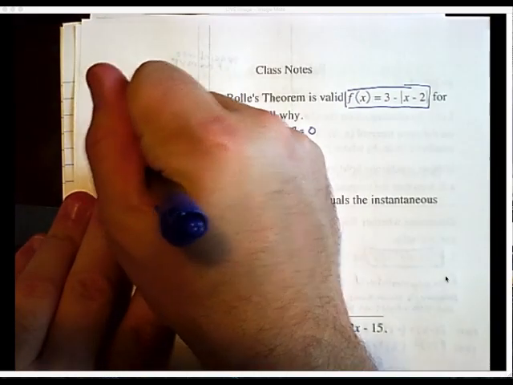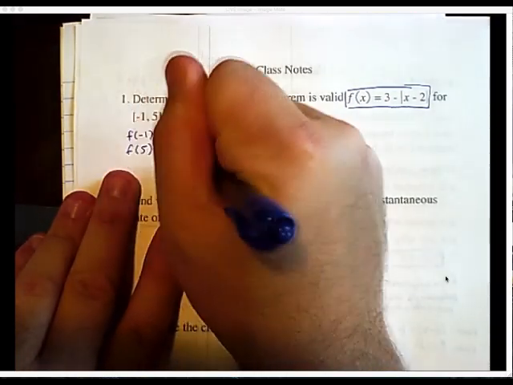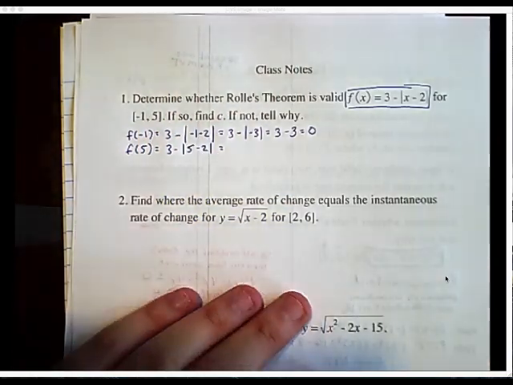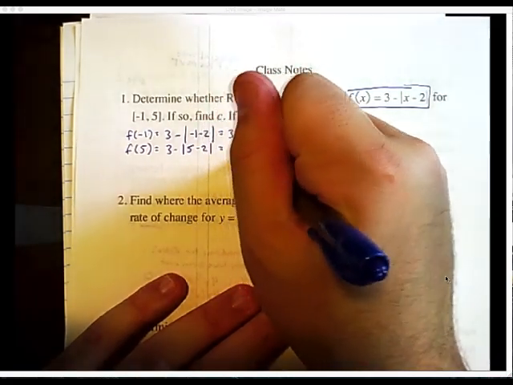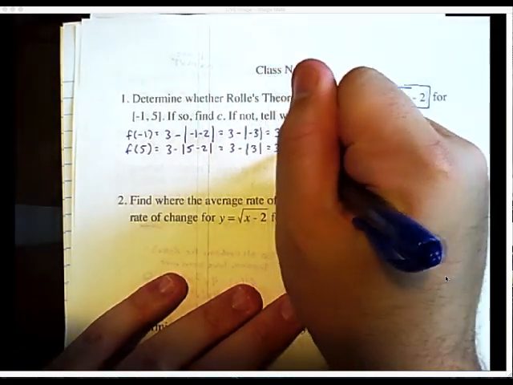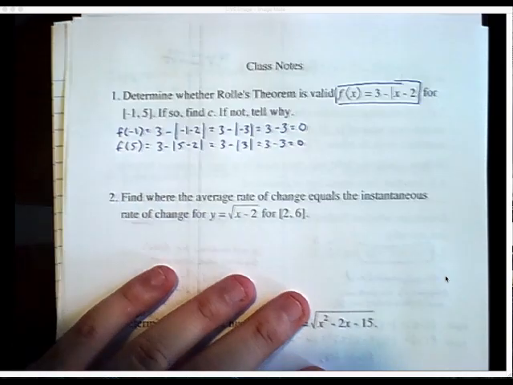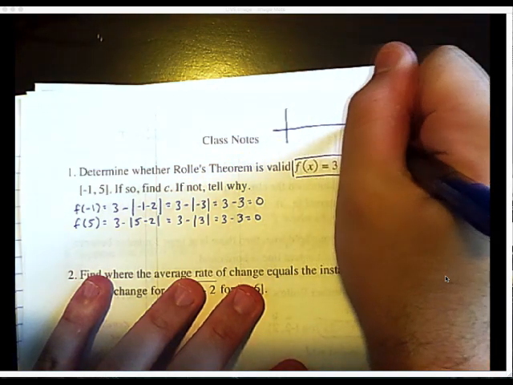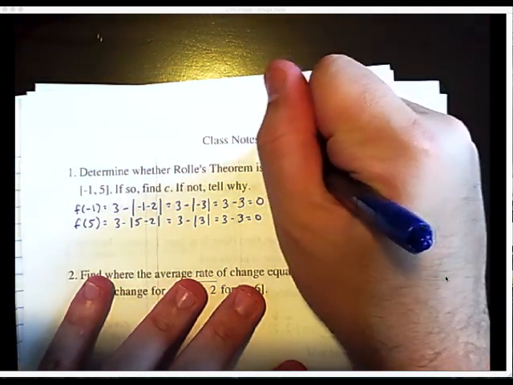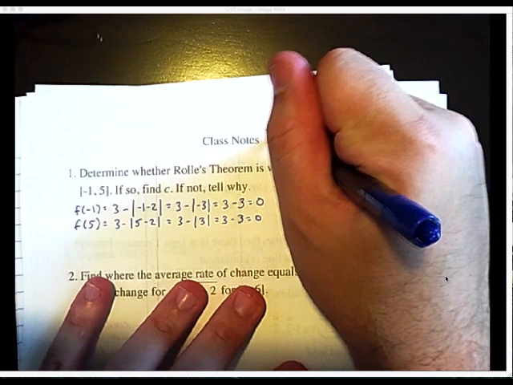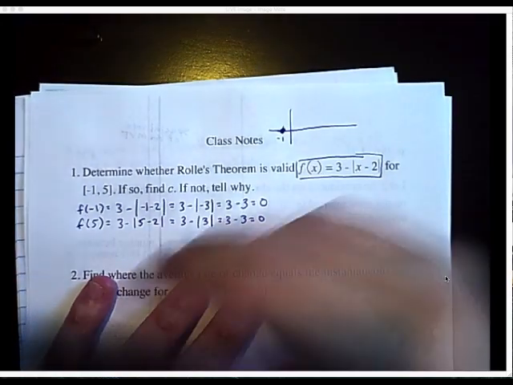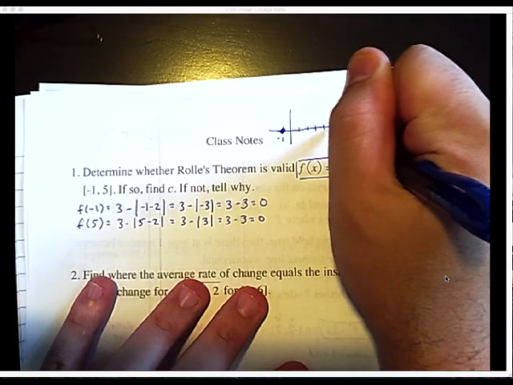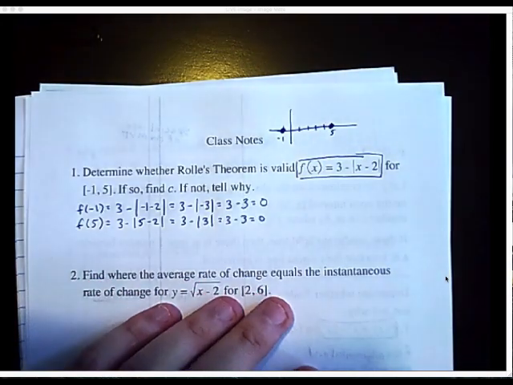Let's figure out what it is for 5. 3 minus the absolute value of 5 minus 2. Alright, so that would be 3 minus the absolute value of 3. The absolute value of 3 is 3, so the y values are the same. So if I was going to make a little graph so far, at an x value of -1, my y value is 0, and at 5, my y value is 0. Okay, that's one of the conditions met.